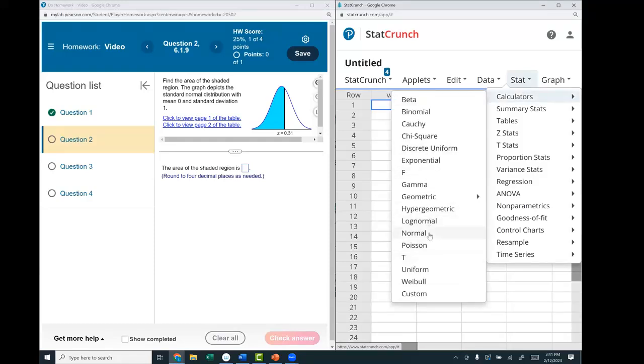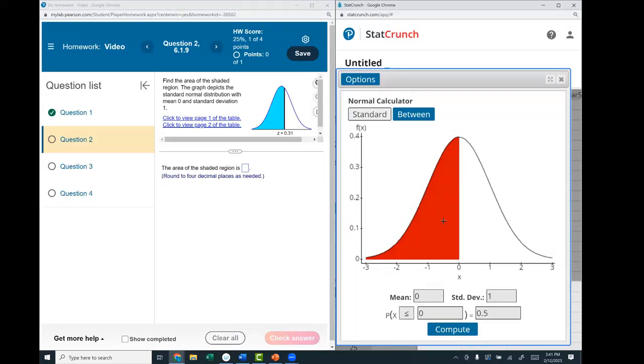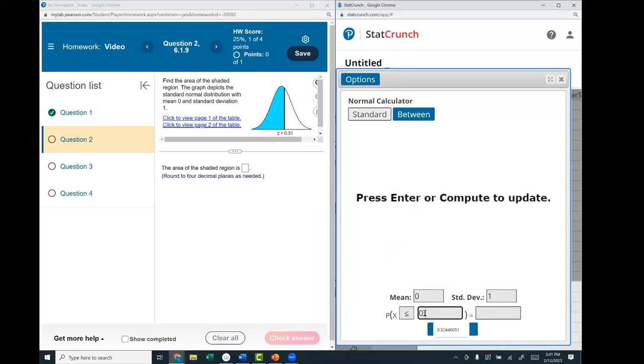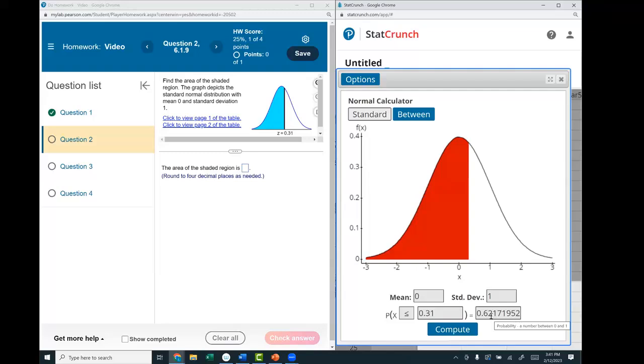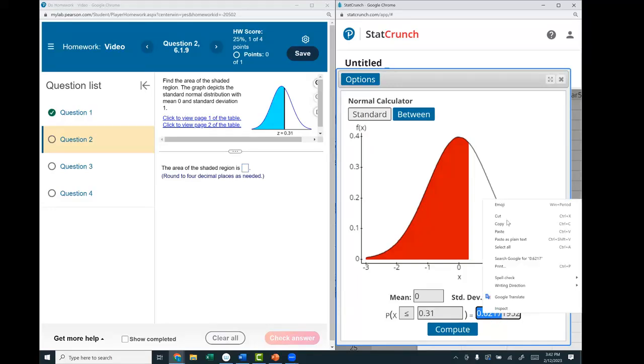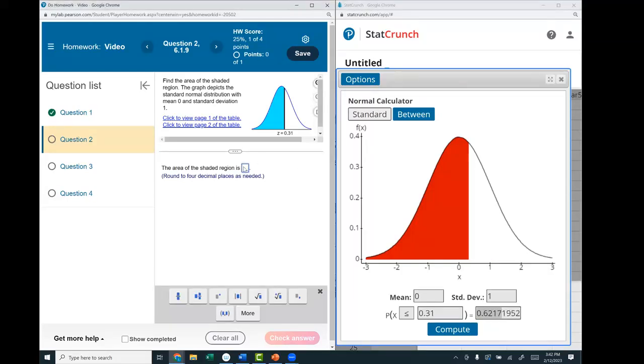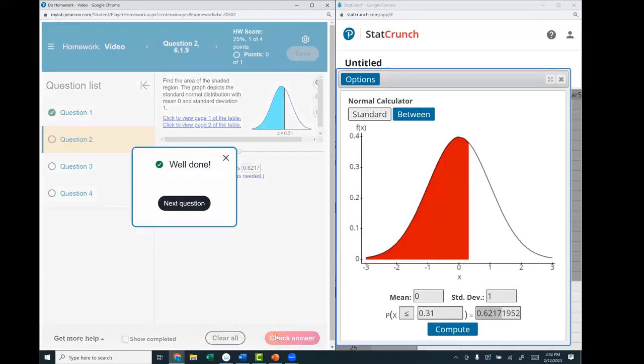And I go to normal. And I know my Z number. If I put my Z number in here and hit compute, this is the area of the shaded region. Notice that's the one we want. We want the one to the left. So it says round to 4 decimal places. 1, 2, 3, 4. After this is a 1, so I don't round up. Pop it in there, and we'll check our answer. Perfect.